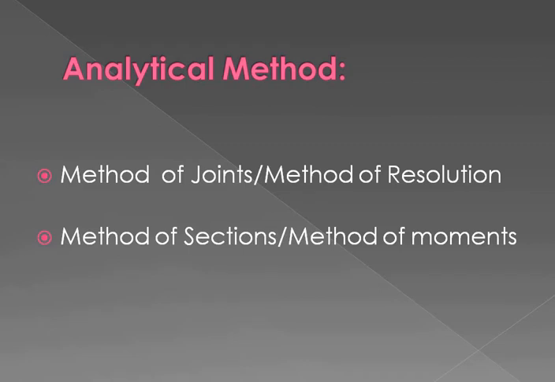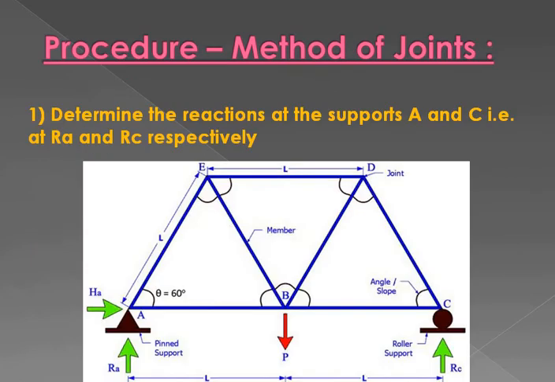Now let us see the step-by-step procedure for analysis of a truss by using the method of joints. The first and foremost step is to determine the reactions at the supports, which are generally called as support reactions.